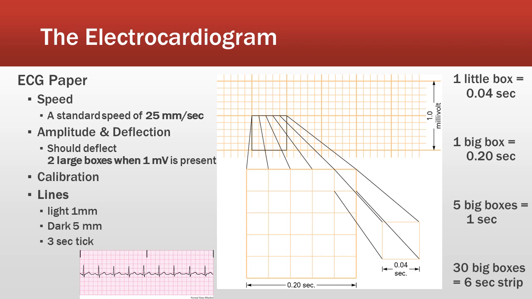One little box represents 0.04 seconds. One big box is 0.20 seconds. 5 big boxes equals 1 second. And 30 big boxes equals a 6-second strip, which you need to estimate heart rate.